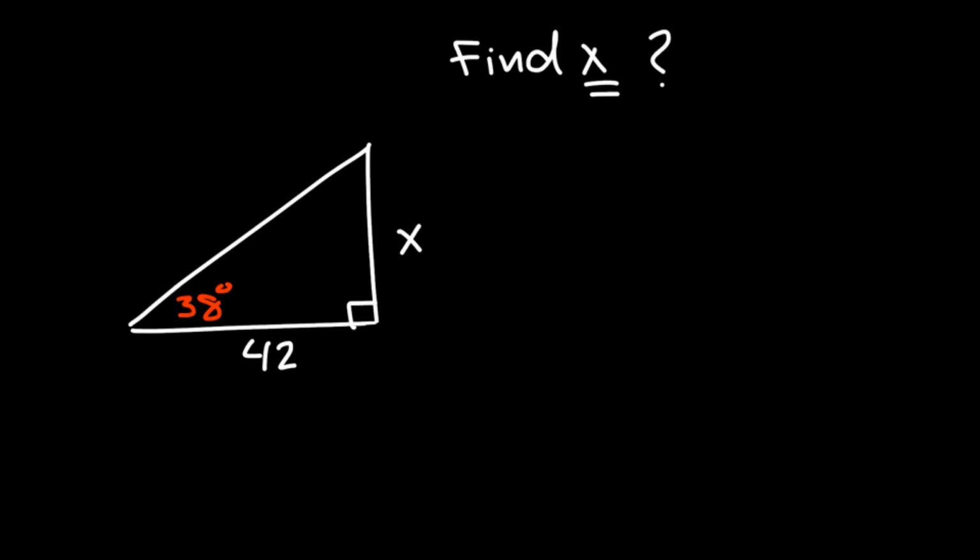Let us take a look at this right angle triangle. I have a triangle and I have been given one side and one angle. In this question, they are requesting us to find the value of x, which is this segment. How can we do it?